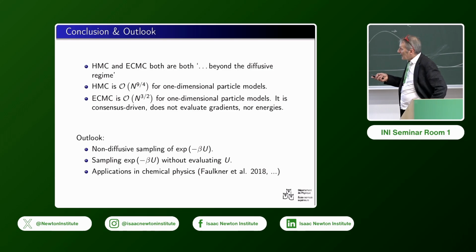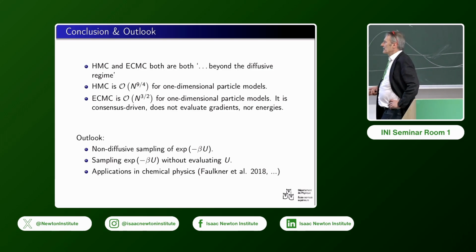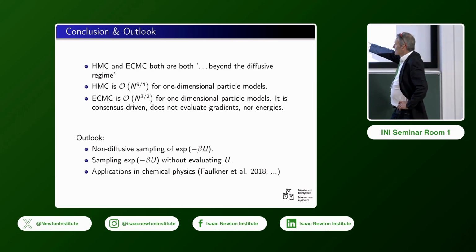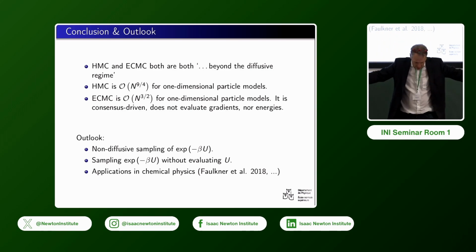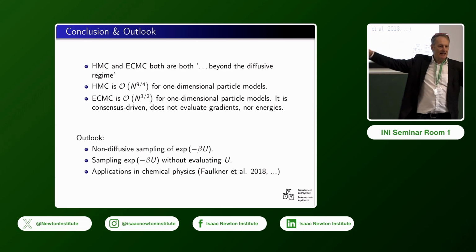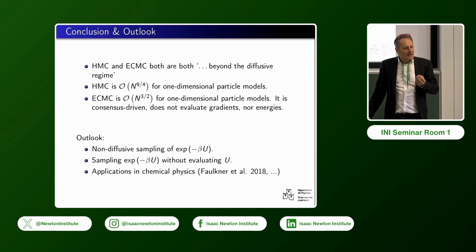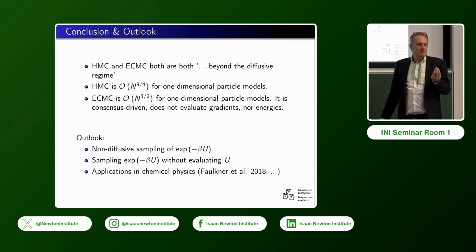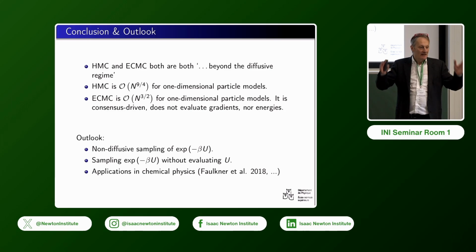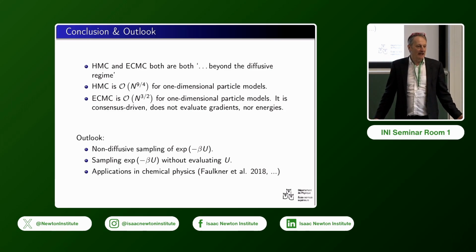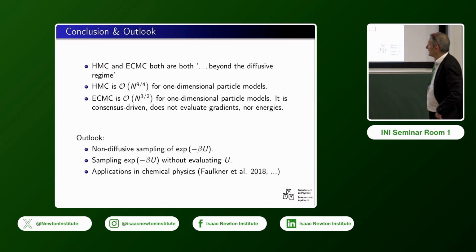So the outlook is, of course, we have non-diffusive sampling of a stationary distribution here with a local algorithm that knows nothing about global properties and makes local moves. But at a difference from HMC, it never gets out of equilibrium. I mean, it's completely out of equilibrium, but it always stays in the stationary distribution. There is no discretization error because it doesn't discretize time. It's event-driven.